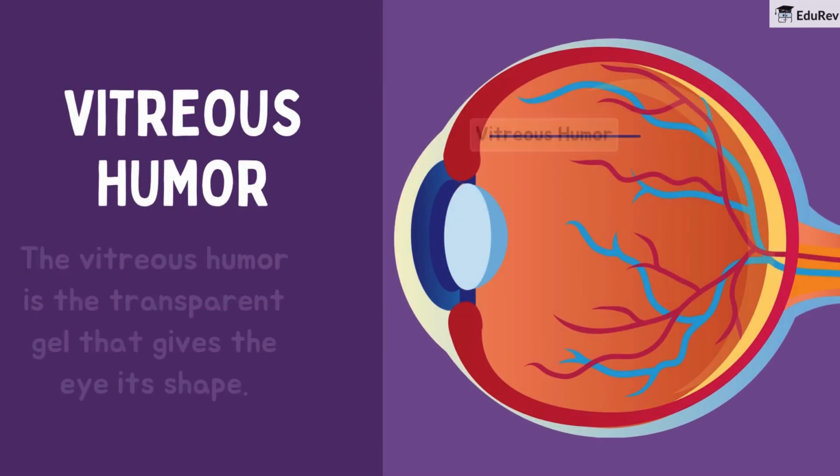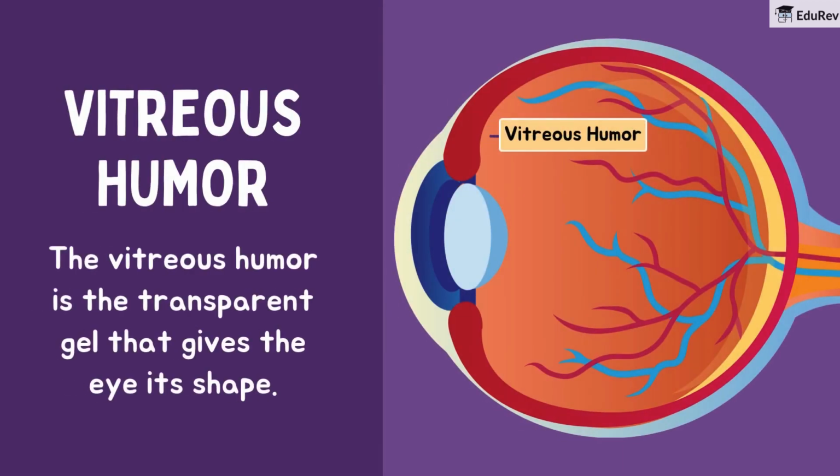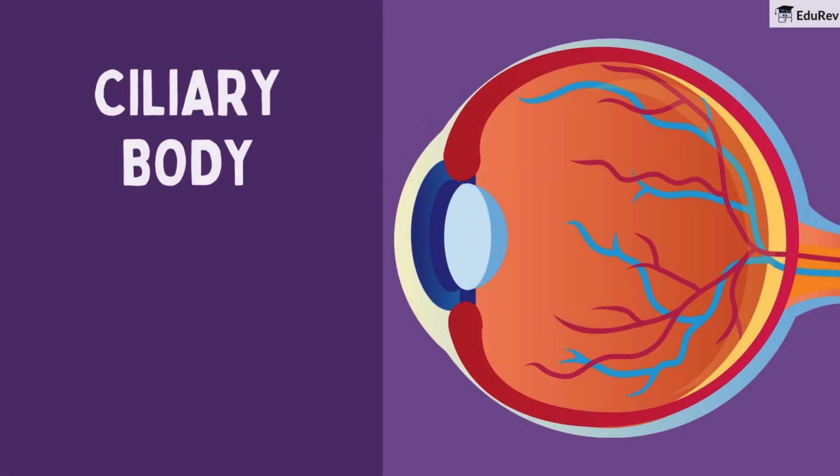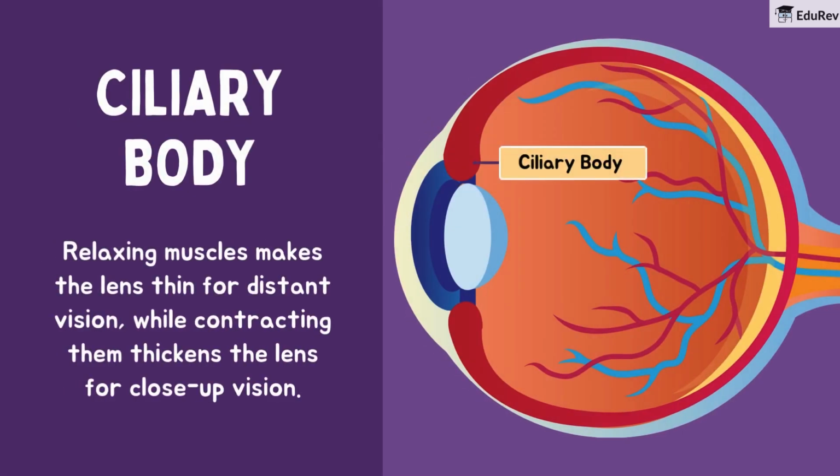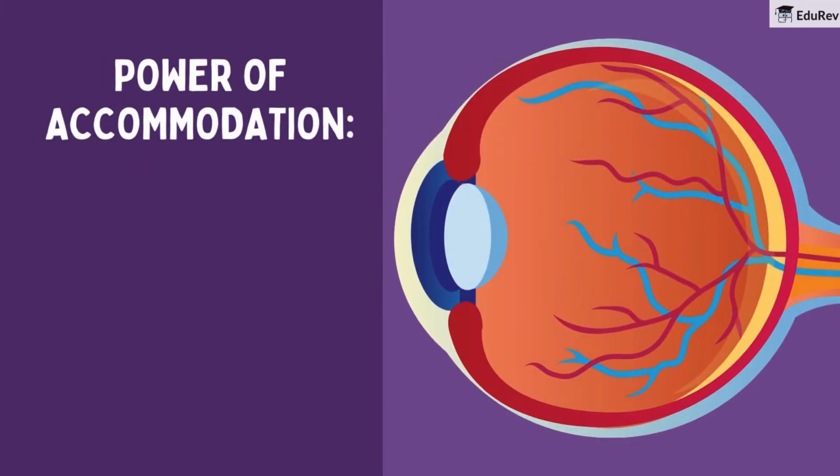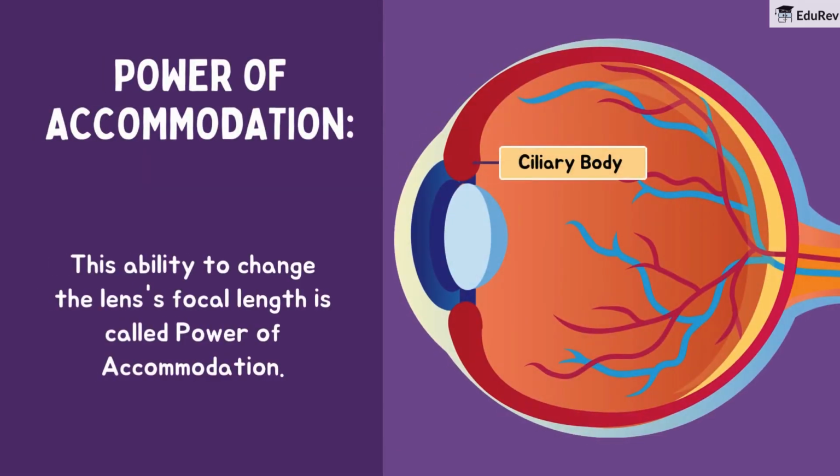Vitreous humor. The vitreous humor is the transparent gel that gives the eye its shape. Ciliary body. Relaxing muscles makes the lens thin for distant vision, while contracting them thickens the lens for close-up vision. Power of accommodation. This ability to change the lens's focal length is called power of accommodation.